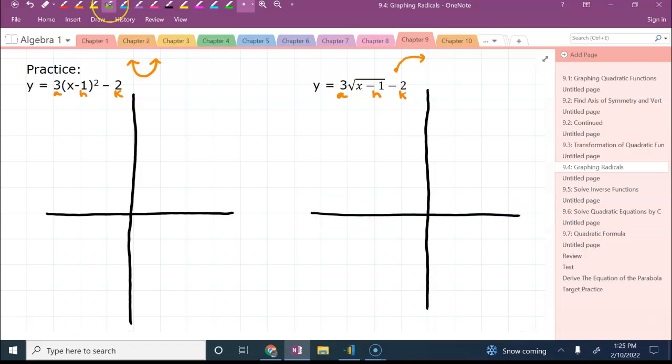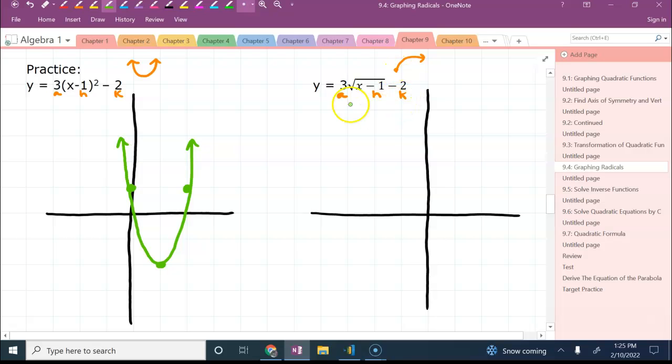So for the one on the left, your -1 tells you that you went right 1, and that -2 on the end means you went down 2 for your vertex. 3 is your stretch, so you're going to go left 1 and right 1 because this is a traditional quadratic. So you're going to go left 1 and up 3, and you're going to go right 1 and up 3, and then draw in that parabola.